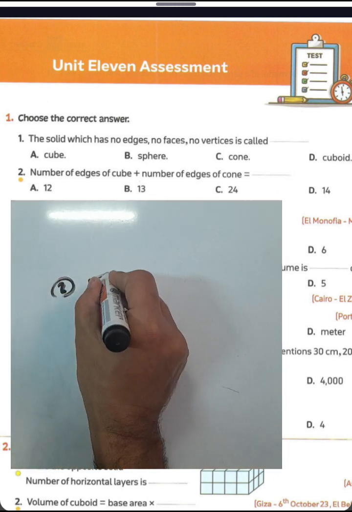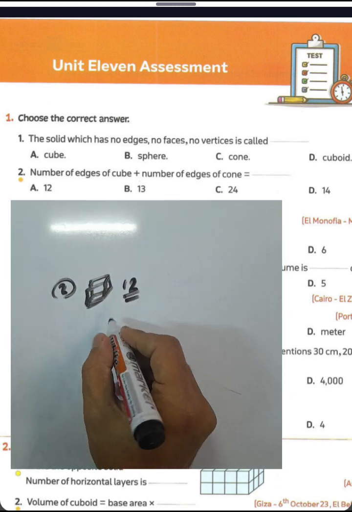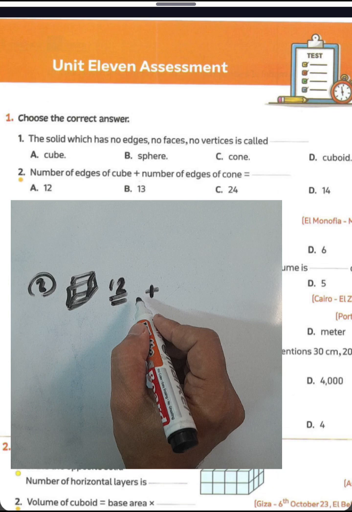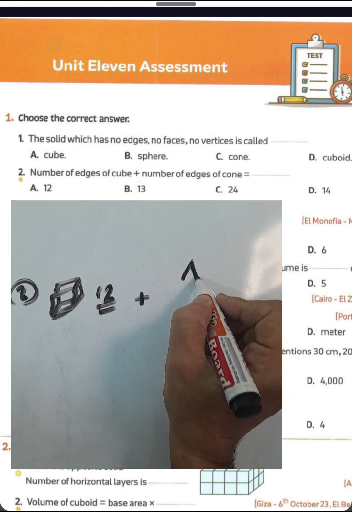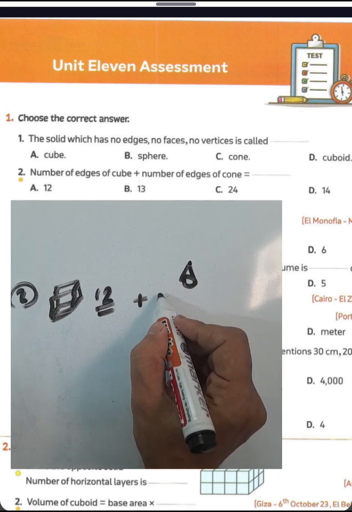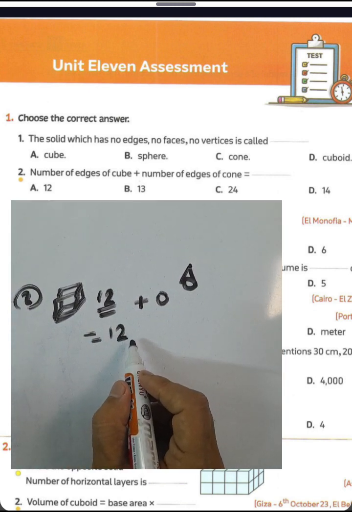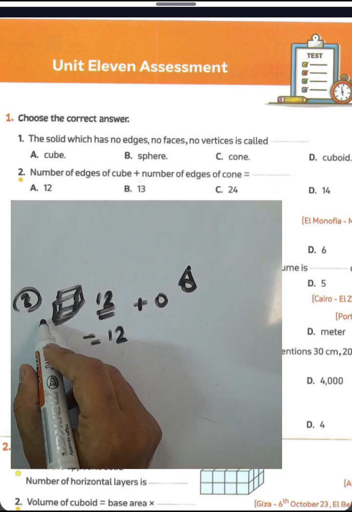Then we have the cube here. The cube has 12 edges plus the number of edges of the cone. The cone here, we don't have any edges. Then the sum will be 12. Question number 2, choose letter A.